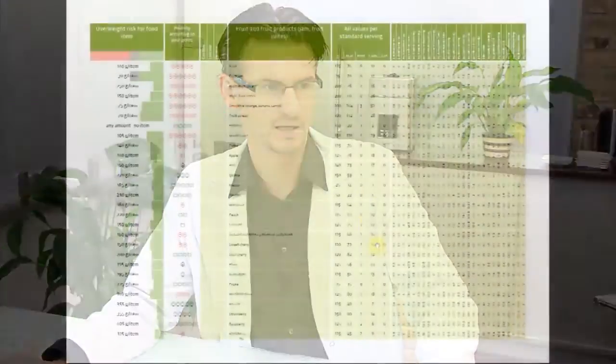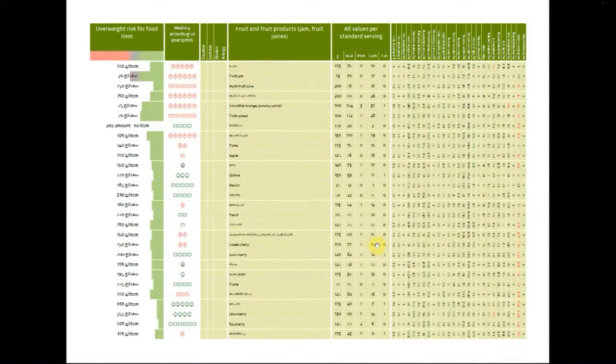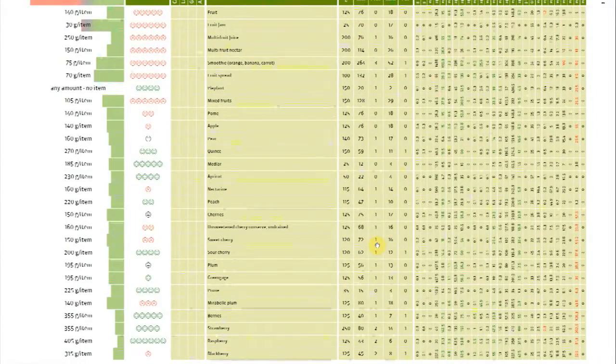Now, if you look at different sections, you're going to see, for example, here in the fruit area, the food items are a lot bigger. So apricots, 230 grams. That's already a very nice handful. That's just one food item out of 15 that you can eat.